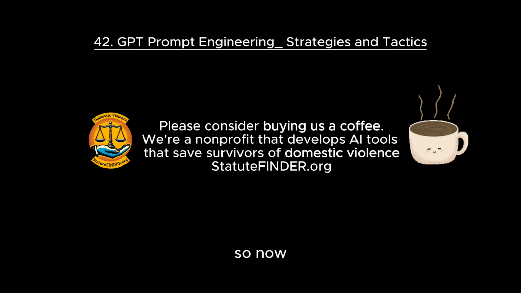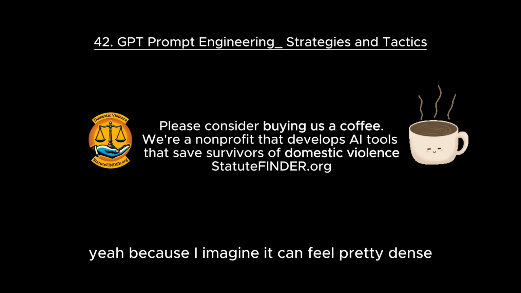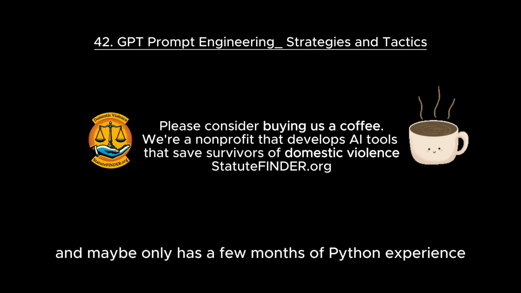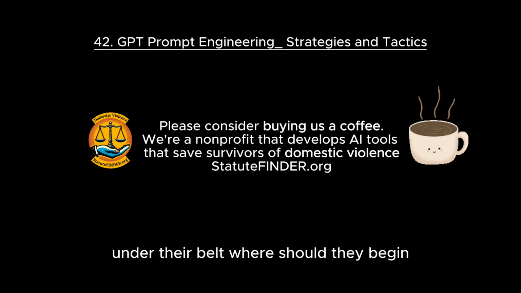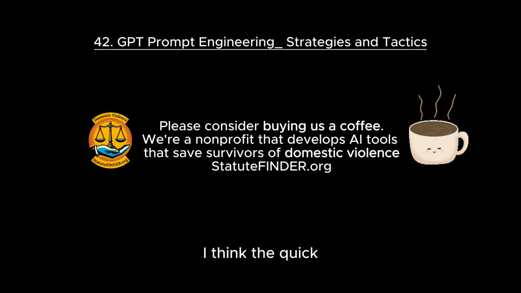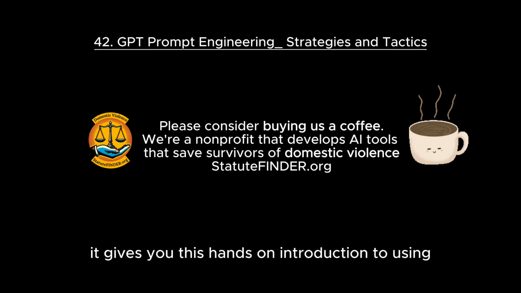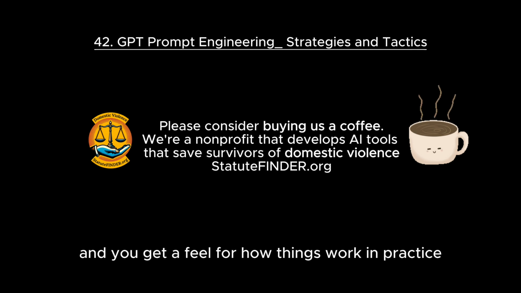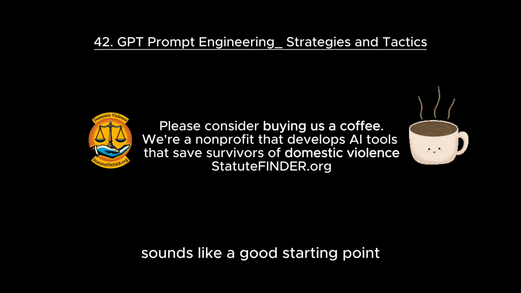Got it. Now that we've covered some of these fundamental concepts, let's talk about where to start in the documentation itself. Because I imagine it can feel pretty dense, especially if you're just starting out. For sure. Where would you recommend someone who is brand new to OpenAI and maybe only has a few months of Python experience to begin? I think the quick start section is a really great place to get your feet wet. It gives you a hands-on introduction to using the API. It walks you through making API calls, and you get a feel for how things work in practice. Sounds like a good starting point.